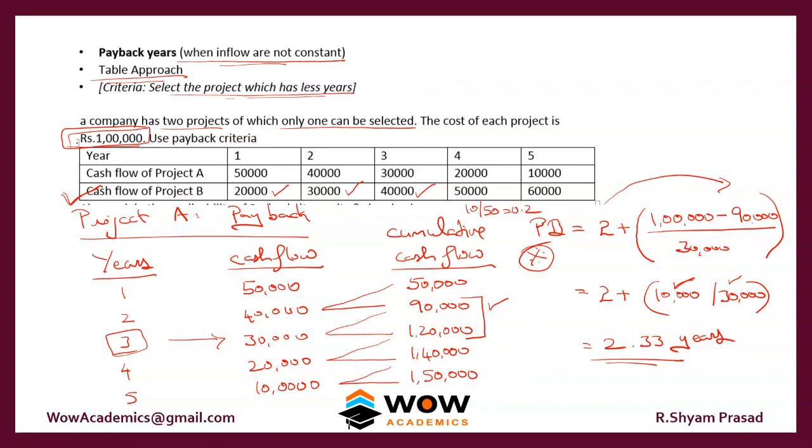How many years have you taken? You have taken 3 years. From here to here you have recovered 90,000. In the fourth year you have to recover just 10,000, but you get 50 in the fourth year. So just 0.2 of the fourth year is required. So project B should ideally take you 3.2 years to recover the amount. So that is the payback for project B. You guys try to work this out and get the answer. Okay, we will move on to the next problem.